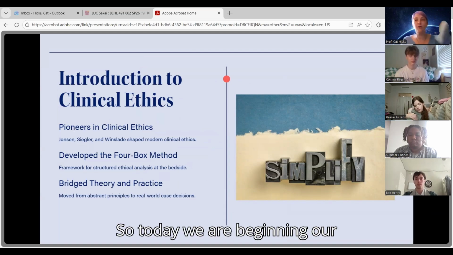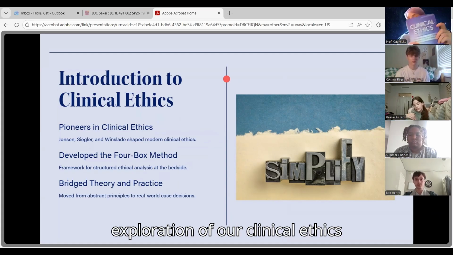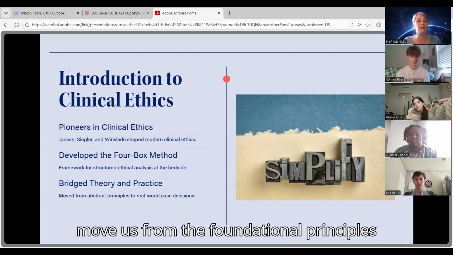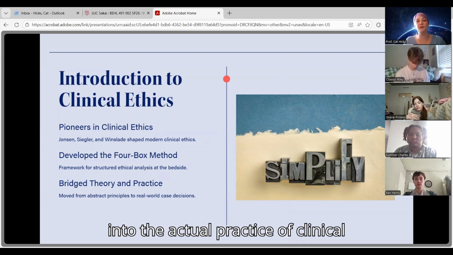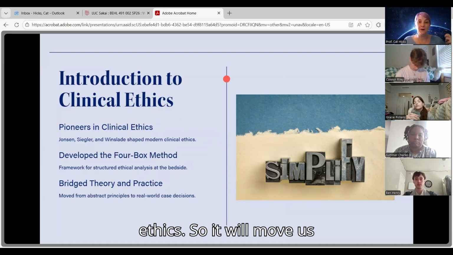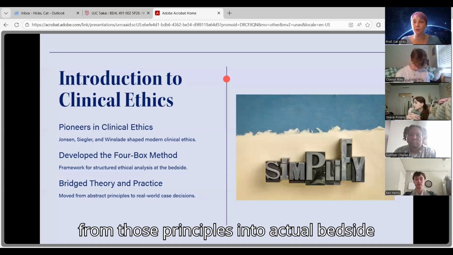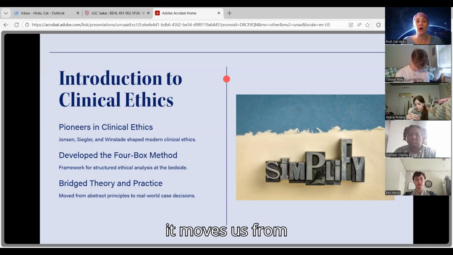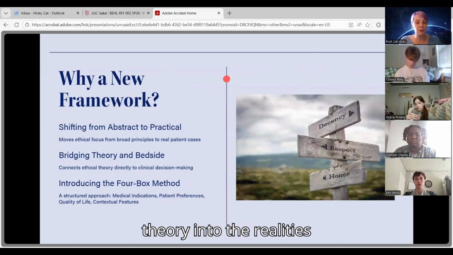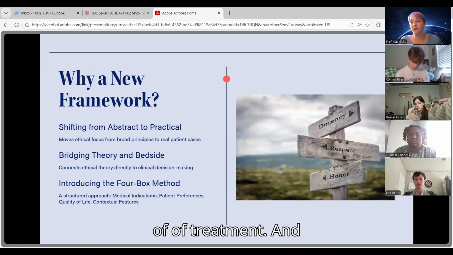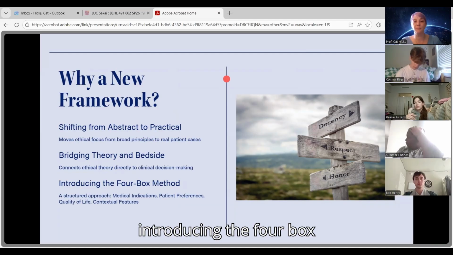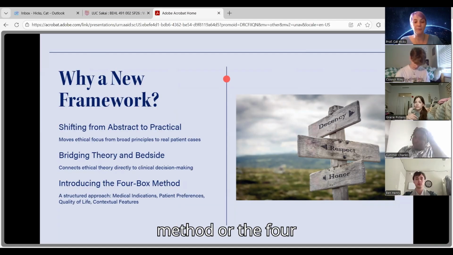So today we are beginning our exploration of our clinical ethics textbook. This text is designed to move us from the foundational principles into the actual practice of clinical ethics. So it will move us from those principles into actual bedside cases and bedside decision making. It moves us from theory into the realities of treatment. And they accomplish this by introducing the four-box method, or the four-box model.